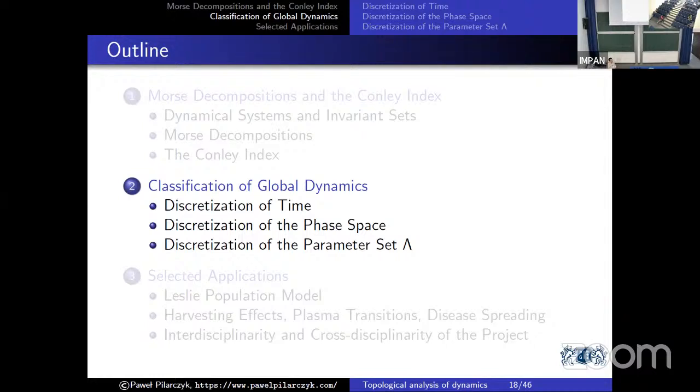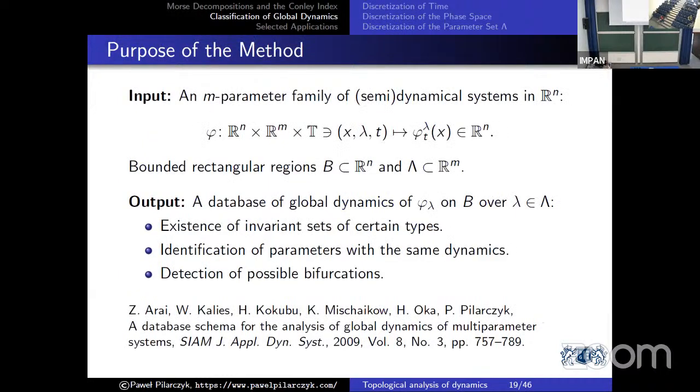Now let's get down to the actual algorithms and computations. And it's high time that I eventually define the purpose of the method formally. So as an input, we take a family of semi-dynamical systems, which has some parameters. Like this could be a biological system, which has 5 different parameters. And what we need to know about this system is first a formula for it, or at least some computational method to compute images of points and boxes.